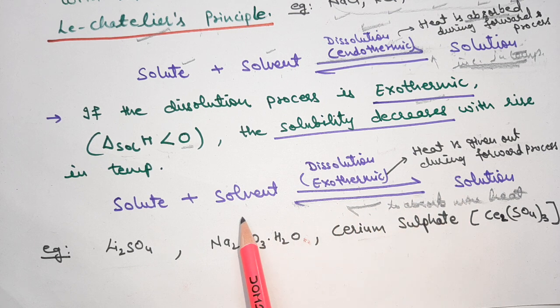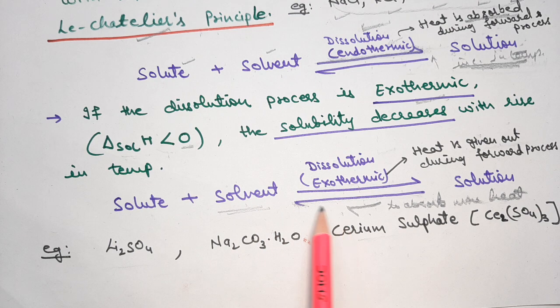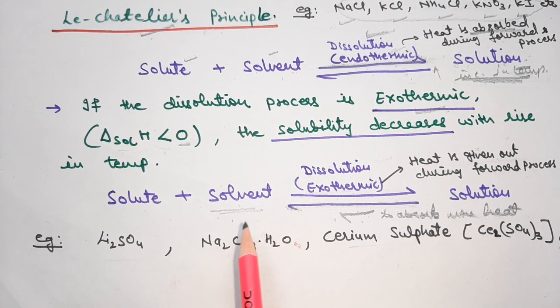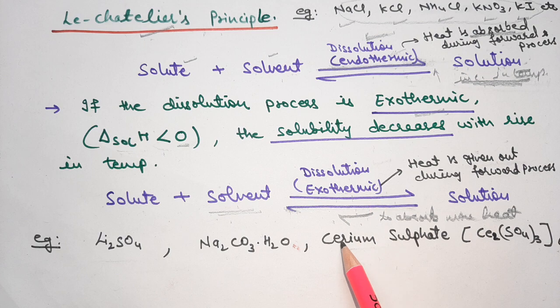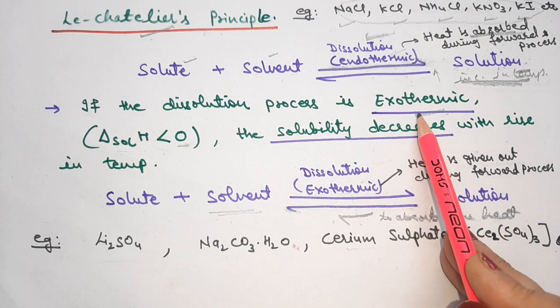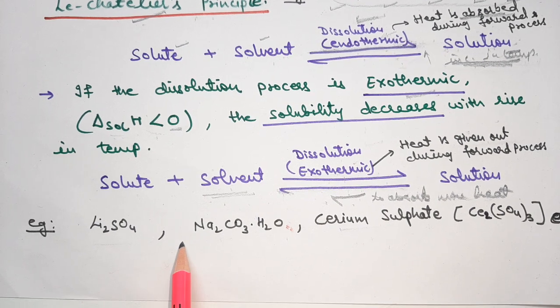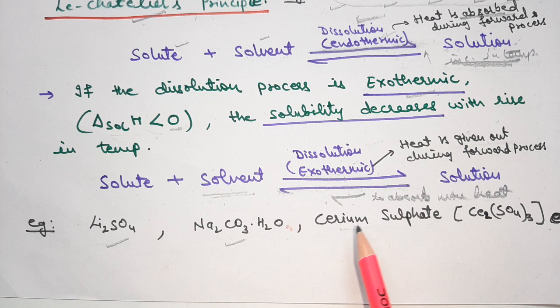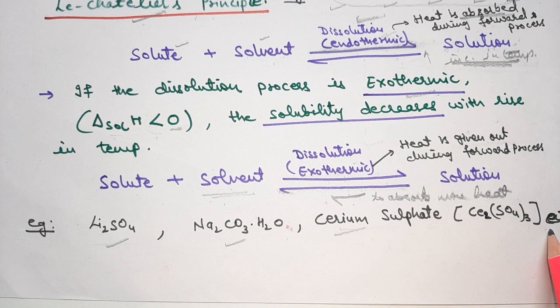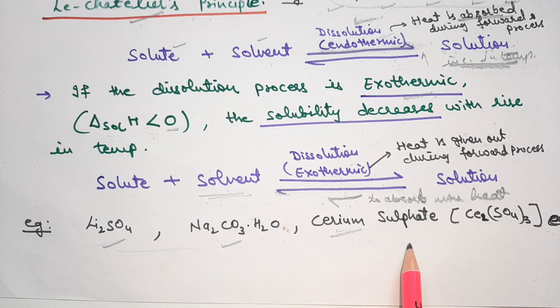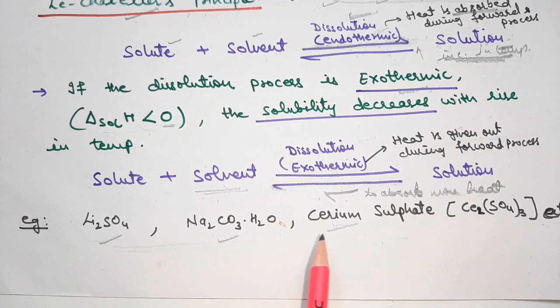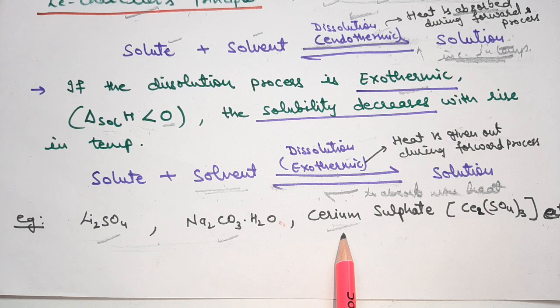So what is the backward direction? The solute gets separated out from the solvent, so crystallization will take place. So in this way, the solubility will decrease if the dissolution is exothermic in nature. Various examples of this are lithium sulfate, sodium carbonate monohydrate, cerium sulfate, etc. The solubility of these solutes decreases due to increasing temperature.